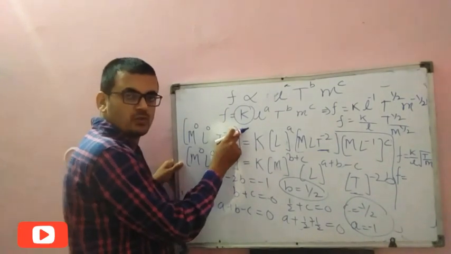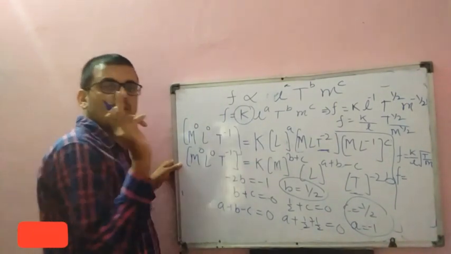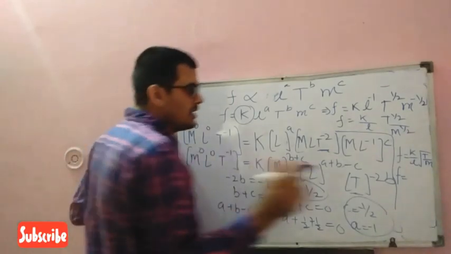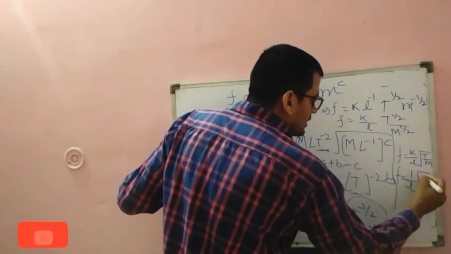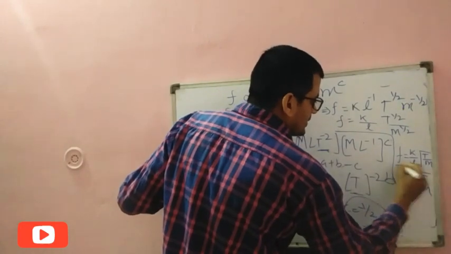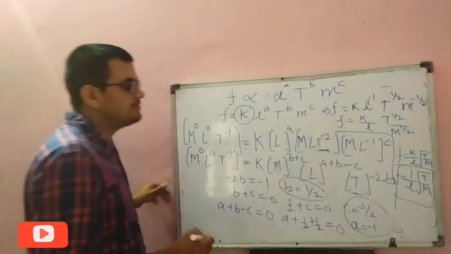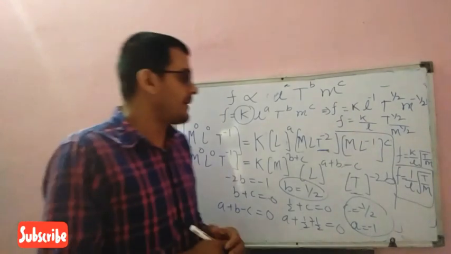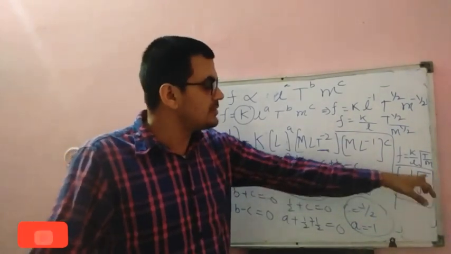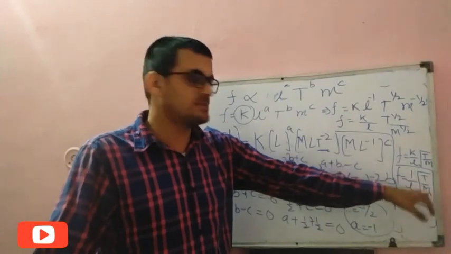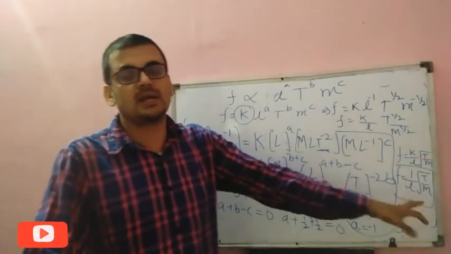Because we added this constant by our choice, we can put the value of the constant as 1. You can put K equal to 1. So what will be the final answer? F equal to 1 upon L under root T over M. This is the relation of the frequency of a spring with respect to the length of the spring, the tension acting on the spring, and the mass per unit length.